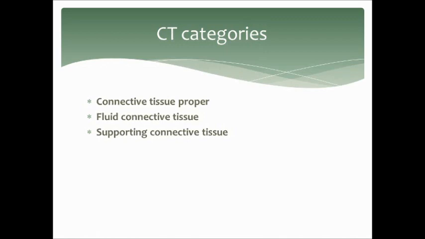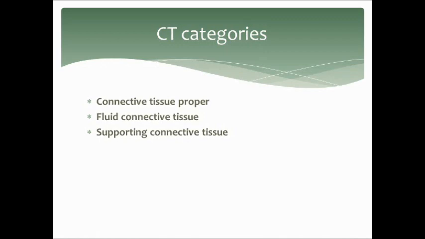There are three different types of connective tissue. We have connective tissue proper. That has a lot of cells and ground substance, and there are two main types of connective tissue proper. Those are loose connective tissue and dense connective tissue. And we'll talk about subcategories of those as well.